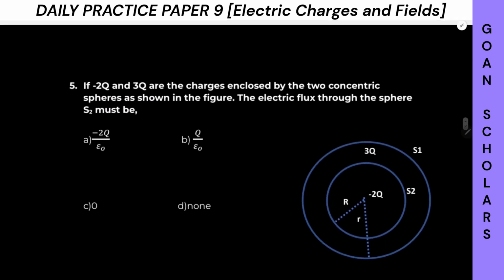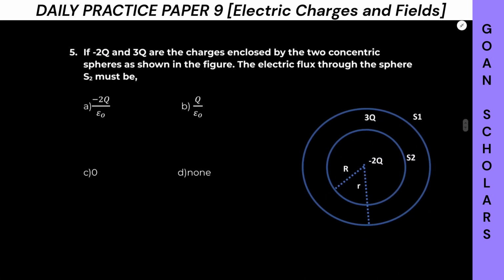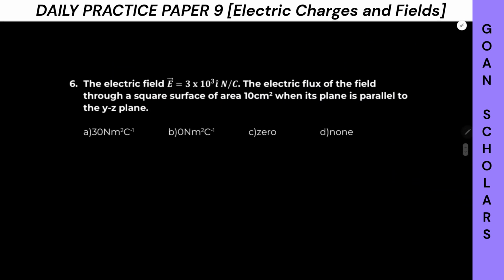This was the 4th question. Let's move to the 5th one. It says, if minus 2Q and 3Q are the charges, then what is the flux through the sphere S2? As usual, S2 will have flux phi S2 equal to, what is the charge enclosed by S2? Minus 2Q. So correct answer here is option A, minus 2Q by epsilon naught. Let's move to question number 6.